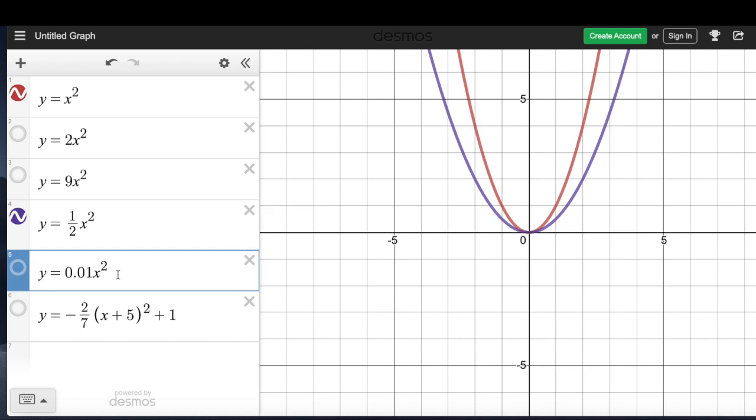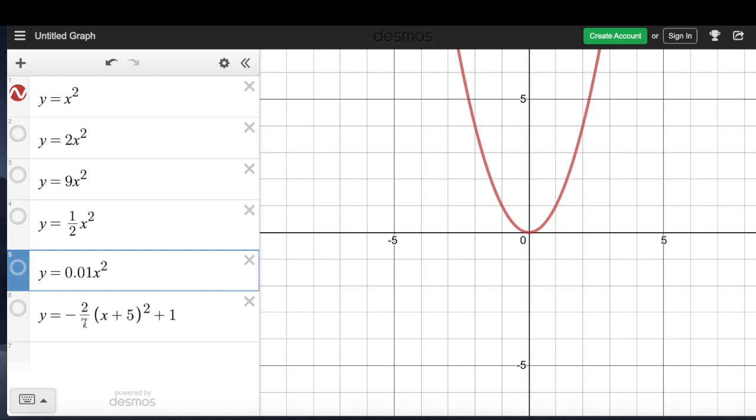Okay, so look at this one function right here. This is putting it all together, all the things we've talked about. I've got a -2/7 out in front. I've got a +5 on the inside of the squared quantity and a +1 on the end. So that is going to make its vertex be at (-5, 1). So 5 to the left and 1 unit up. It's going to be opening downward because of that negative.